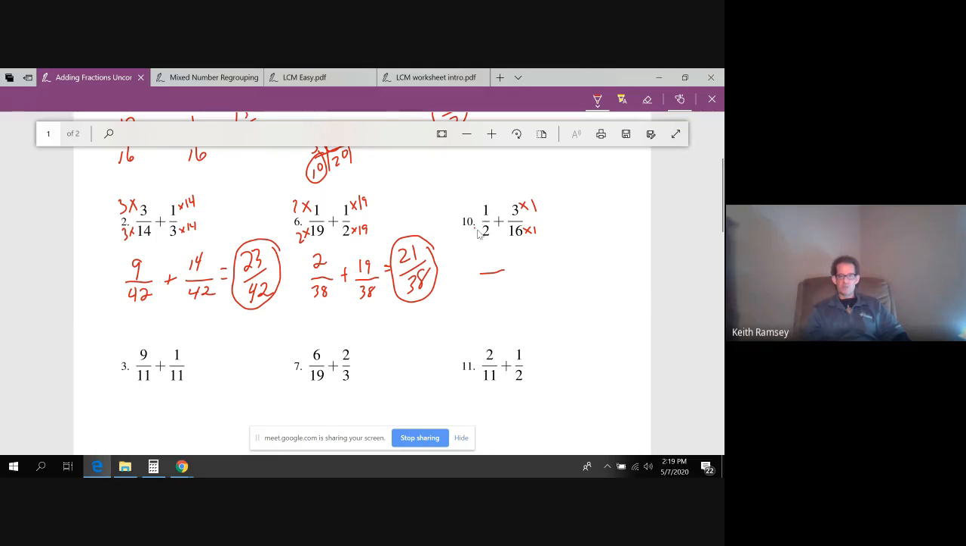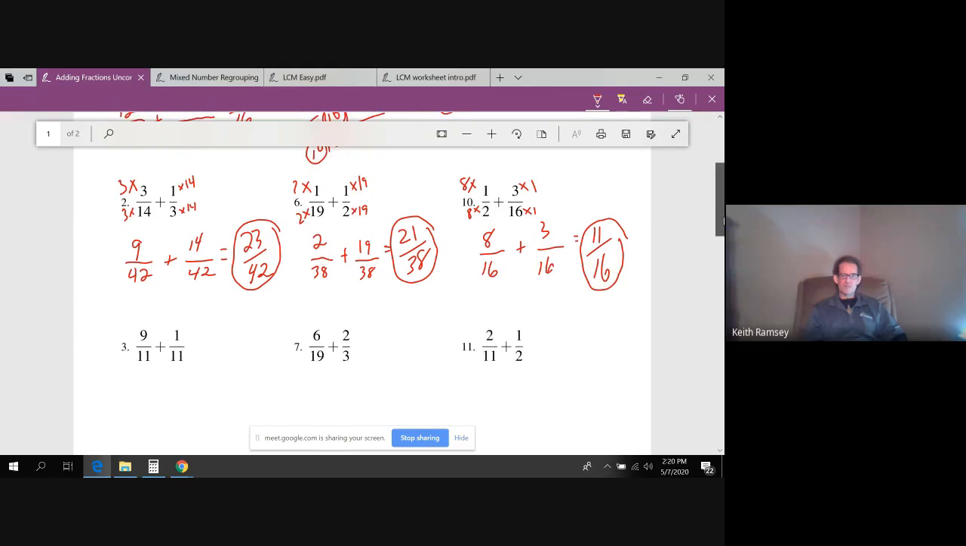So I'm going to do 2 times 8 makes it into a 16. And 1 times 8 equals 8. And then I leave this fraction alone. It stays the same. And then I'm ready to add only my numerators. 3 plus 8 is 11 over 16. Is it reduced? How do I know it's simplified? 11 is prime. It's divisible only by 1 and itself. 11 is not a factor of 16. That's how I know it's simplified.